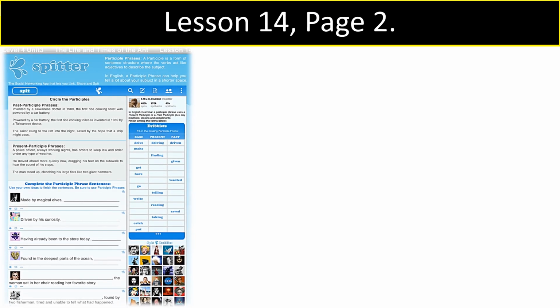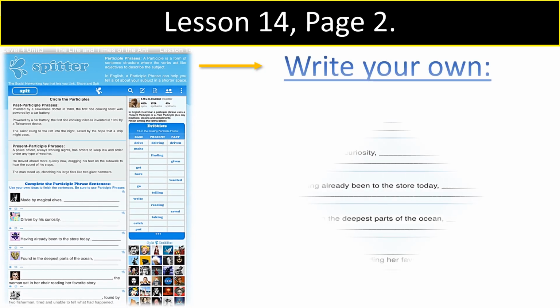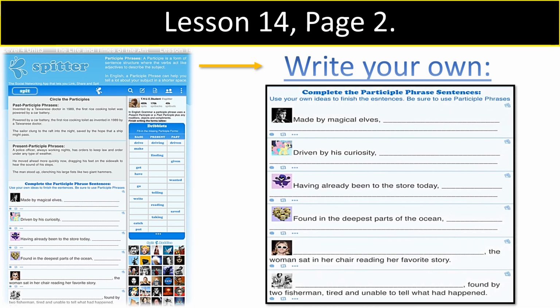Lesson 14, page 2. What you need to do now, guys, is write your own. We have 6 sentences. Here is the first part of the sentence. Made by magical elves. Driven by his curiosity. Having already been to the store today. Found in the deepest parts of the ocean. The woman sat in her chair reading her favorite story. And found by 2 fishermen.